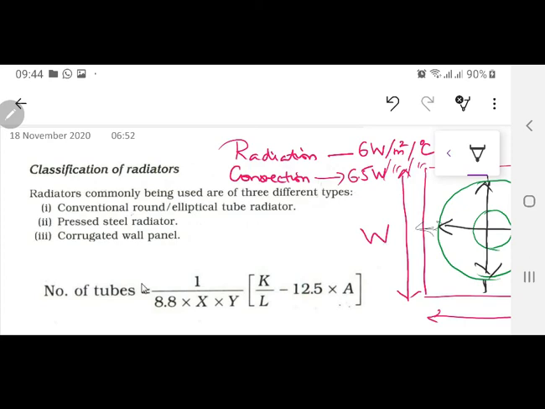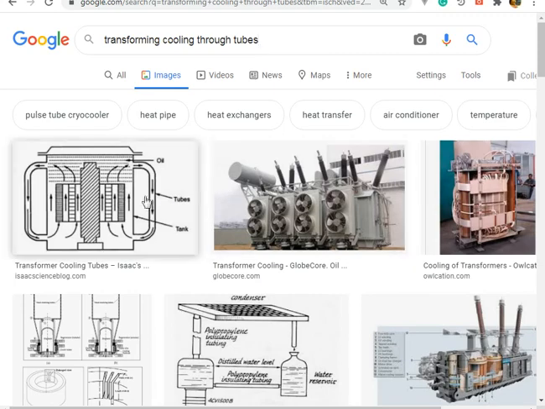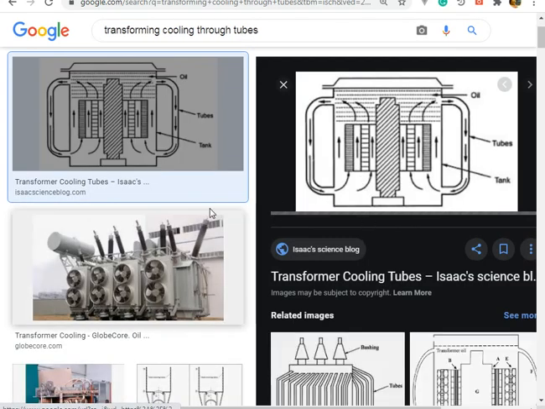Now before I go deeper into each one of them, what is a conventional round or elliptical tube radiator? If I go to your diagrams, what I mean is tubes like this one. What will this tube do? The oil is going to heat up. Oil is a very dense liquid when it is at cool temperature. When it is heated up, its density is lowered. Hot oil is going to move up by convection flow towards the top of the tube, and when it falls down through the tube, it is going to dissipate the heat.